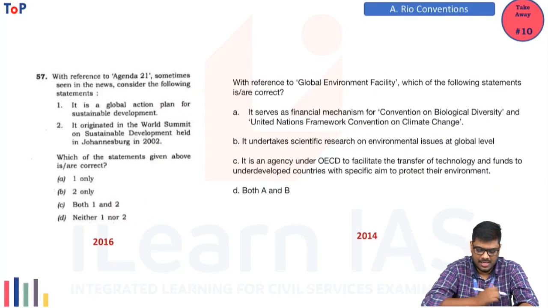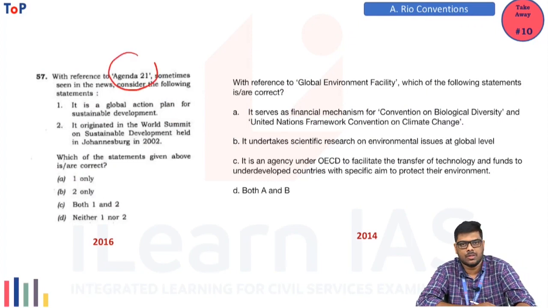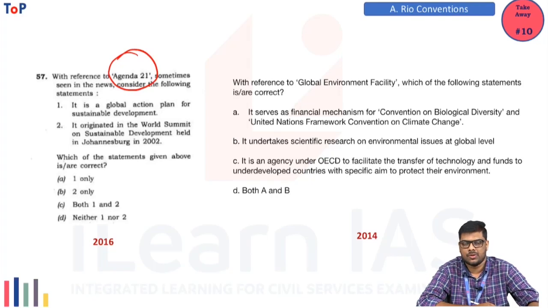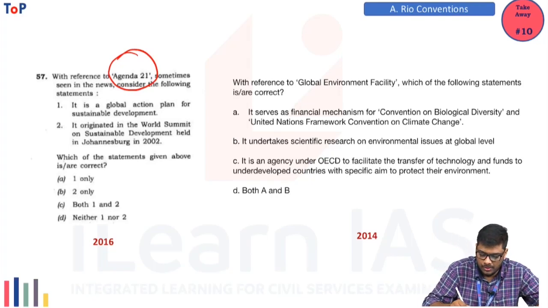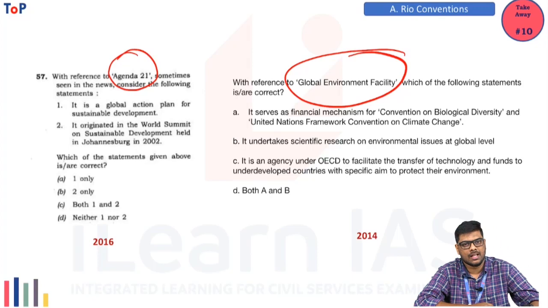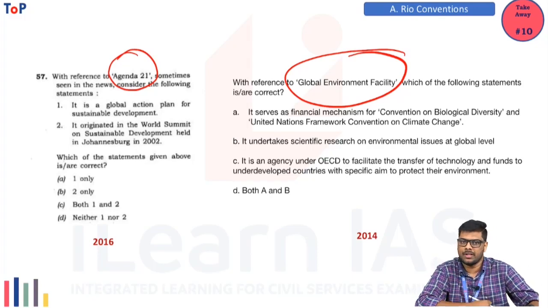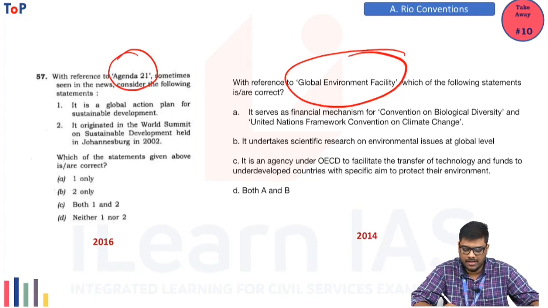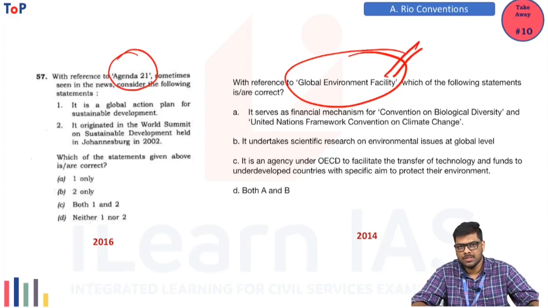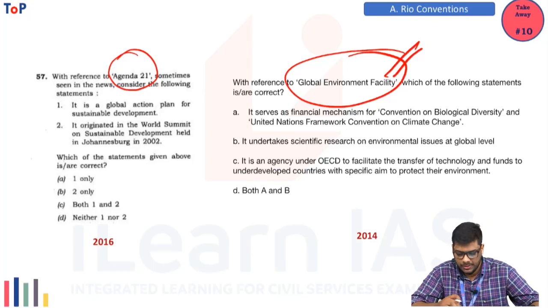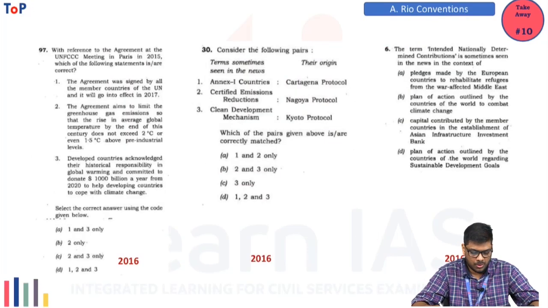These are the proofs. Agenda 21. Look at the very first Rio convention, it had this Agenda 21 initiative. Global Environment Facility. Again, a question from the very fundamentals of the Rio convention: the basic funding mechanism, the finance facilitating mechanism. See, questions from the history of the Rio Convention. Again, I can show you more questions.